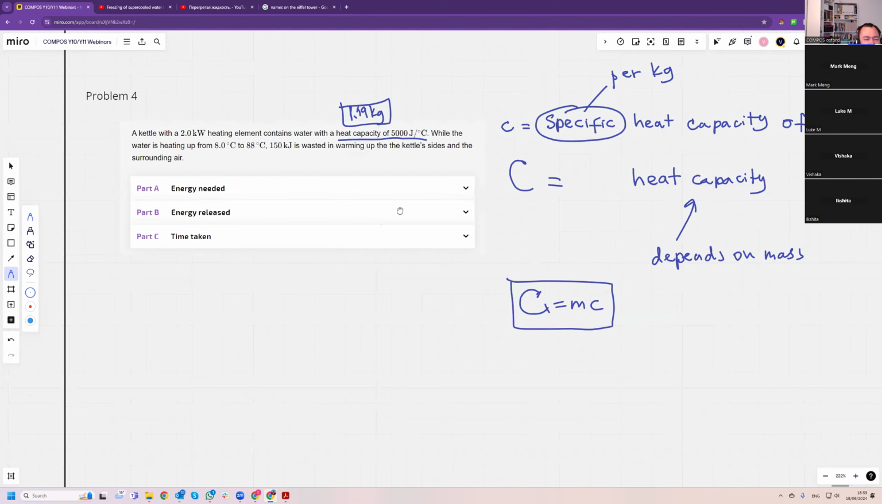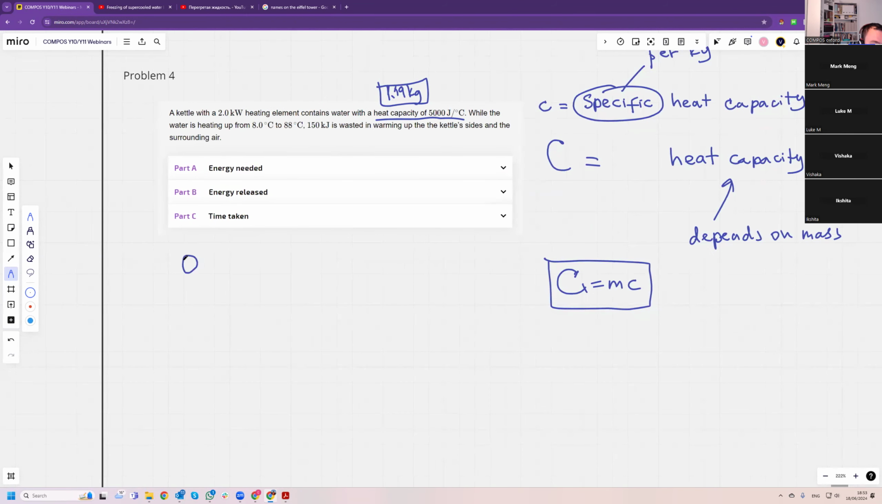Okay. So we know the formula. The heat transferred is Cm delta T, or it could be written as Q equals C delta T, where capital C is heat capacity and small c is specific heat capacity.